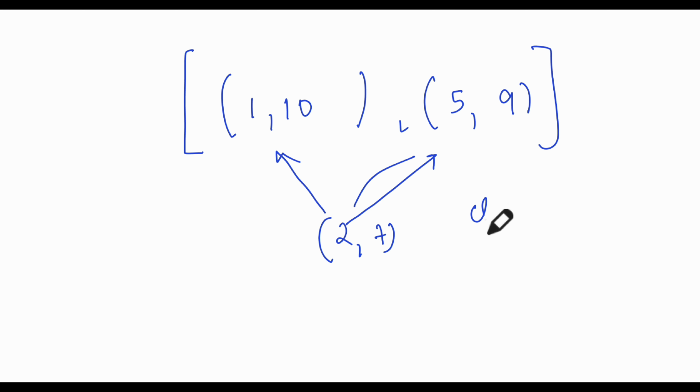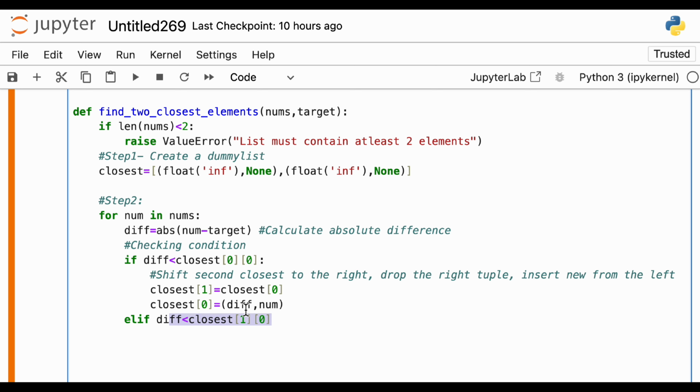So this is technically what? Closest 1, because this is 0, this is 1. Okay, and then I will mark it as 0. So this is what I'm going to code here. If difference is less than closest 1 0, what I'm going to do is update the second element. Okay, so closest 1 will be equal to difference comma num. So this is the solution.